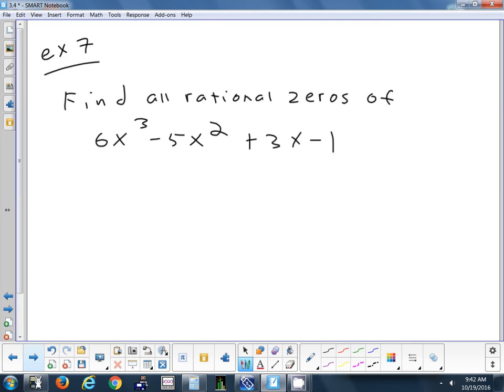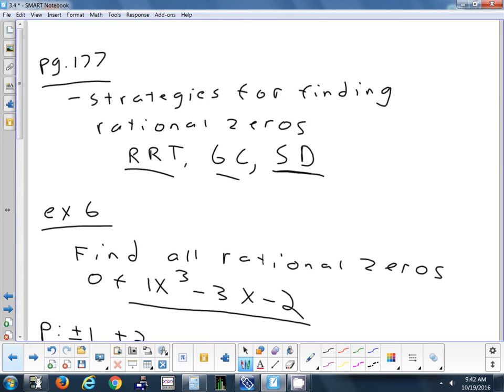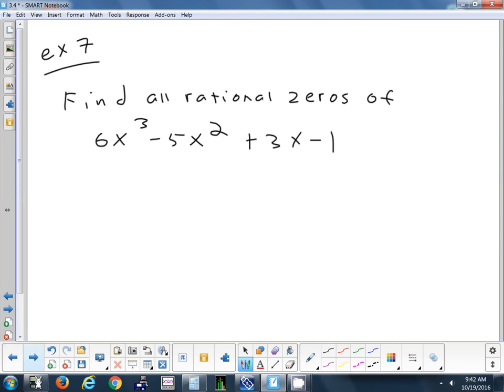All right, let's try this one. Is that the same? No, it's a little different. Okay, 6x cubed minus 5x squared plus 3x minus 1. Factors of p? 1 and negative 1. Yeah, so that's going to be nice. There's not that many choices. Q, there's some more choices, but not as bad as the first problem. We already did the factors of 6.